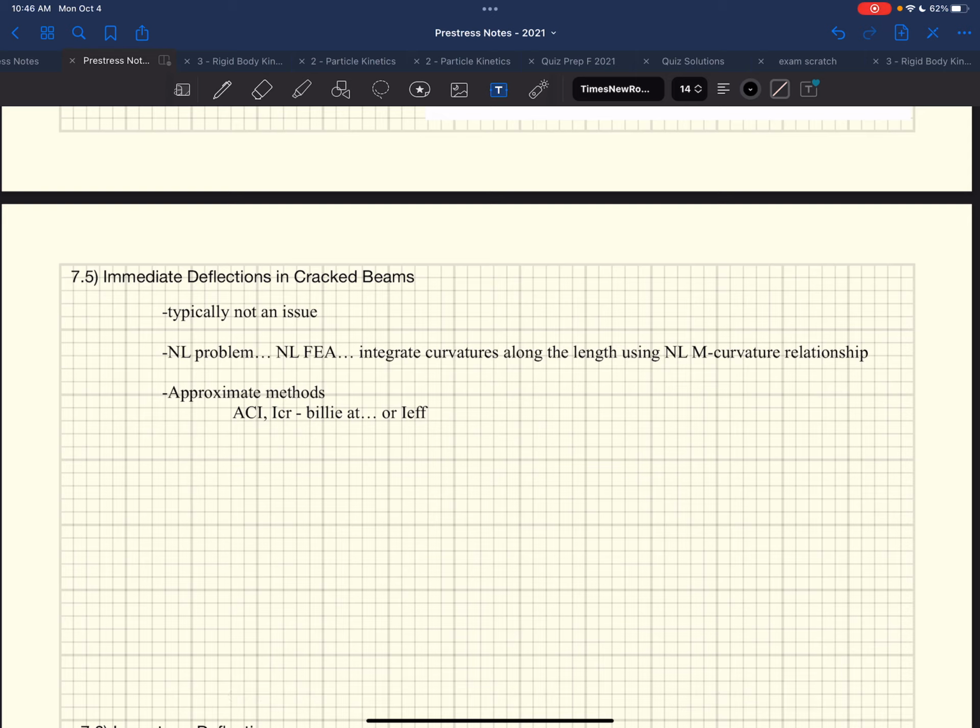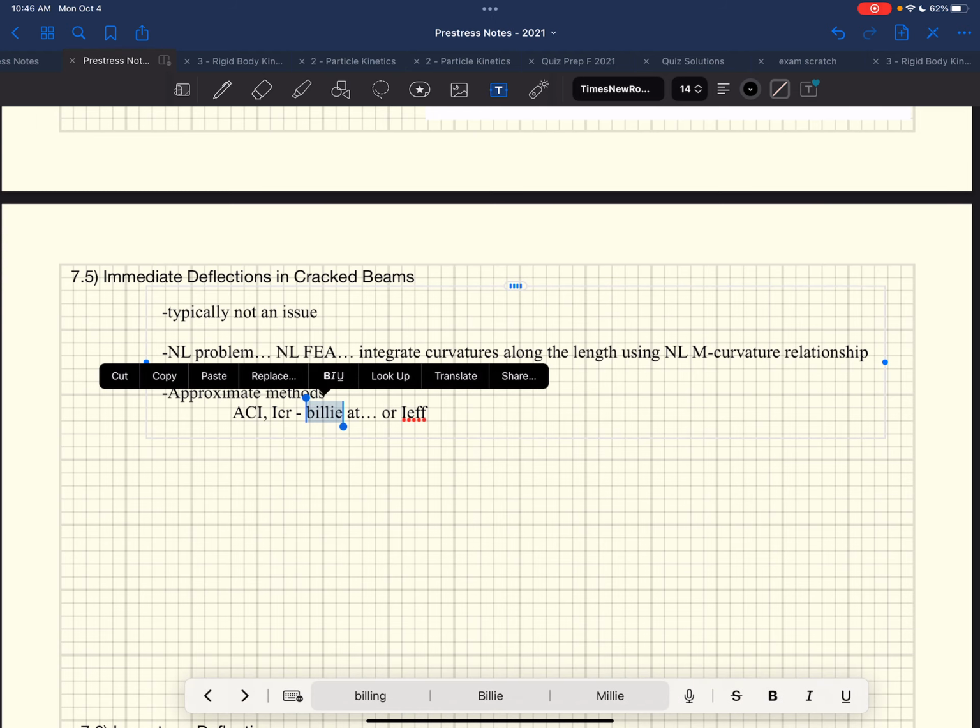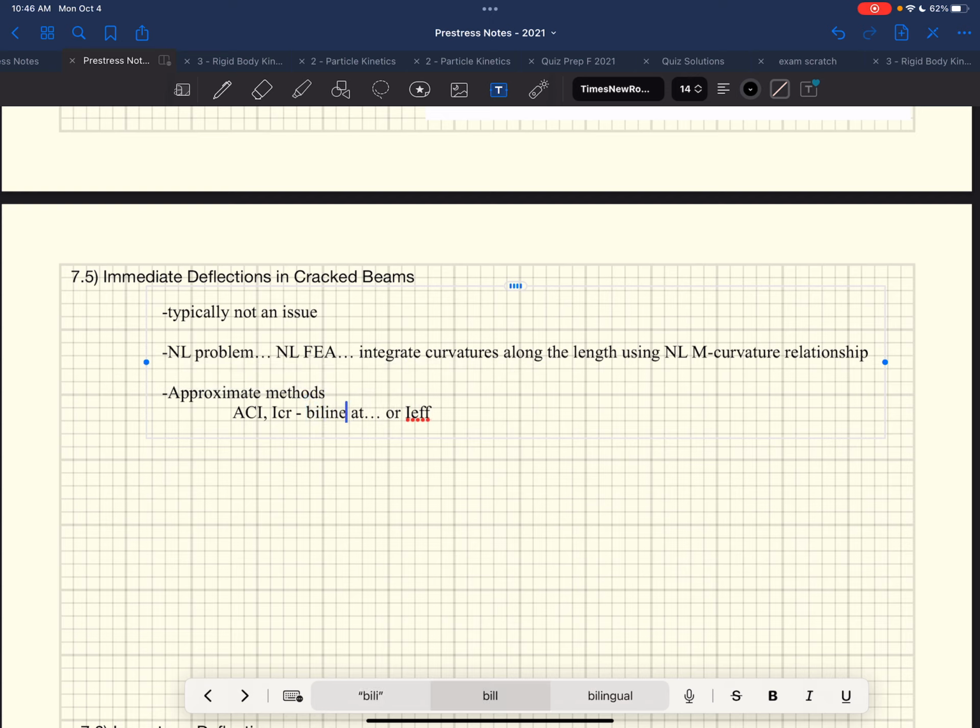Regular reinforced concrete, bilinear. What was I saying? Bilinear. And that was supposed to be or. Oh yeah, bilinear or I effective.